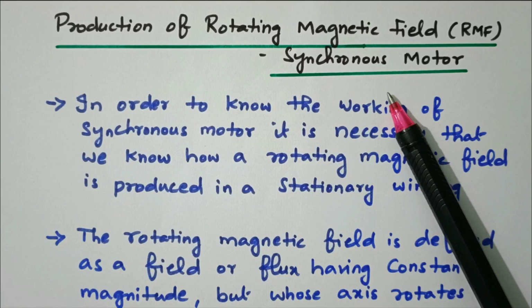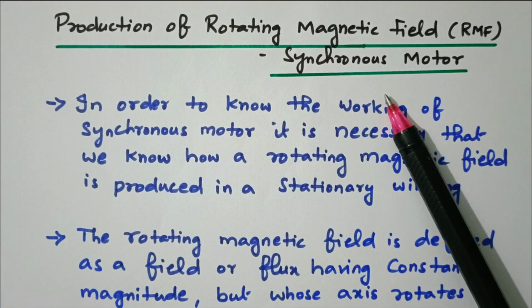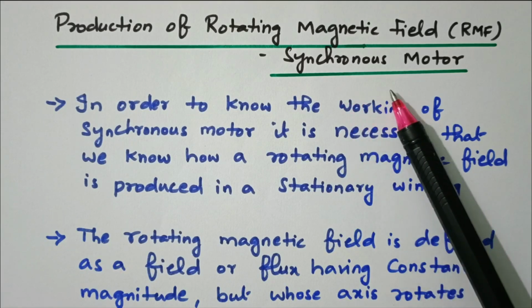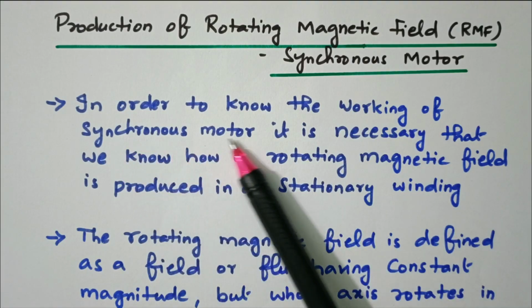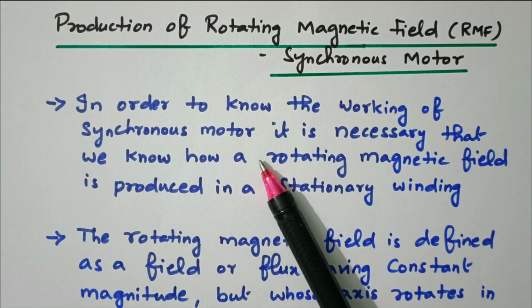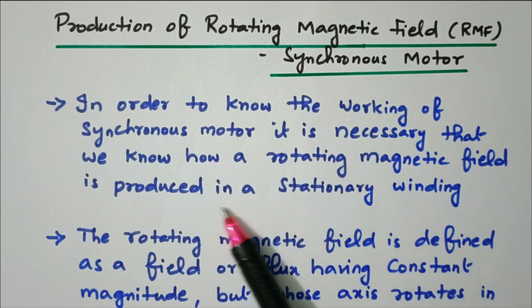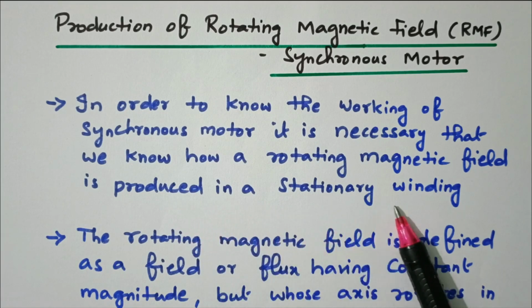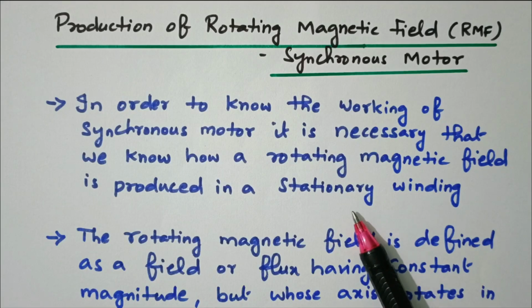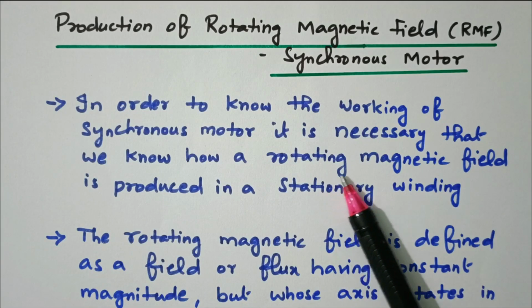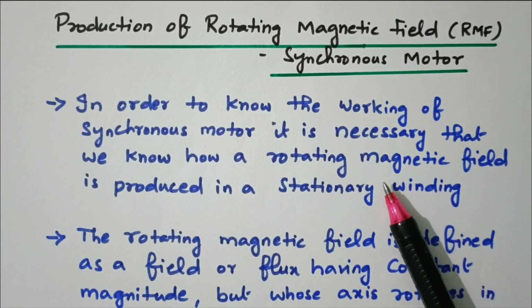Now we'll go to the topic rotating magnetic field, how it is produced in a synchronous motor. In order to know the working of a synchronous motor, it is necessary that we know how a rotating magnetic field is produced in a stationary winding. The three-phase supply is given to the stationary winding. In that, how the rotating magnetic field is produced, we will see in this video.